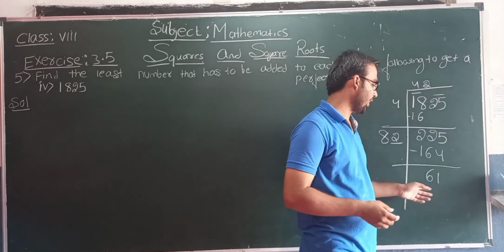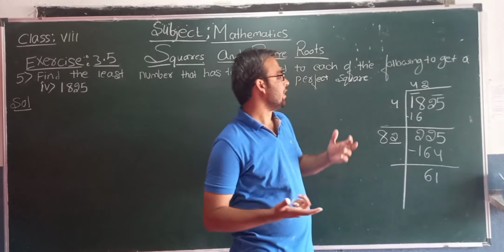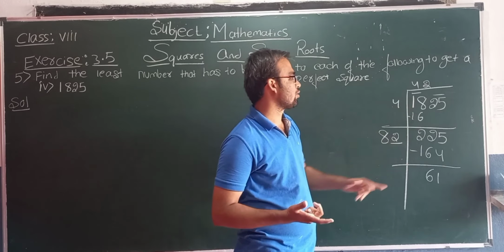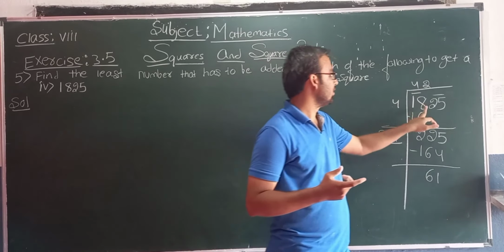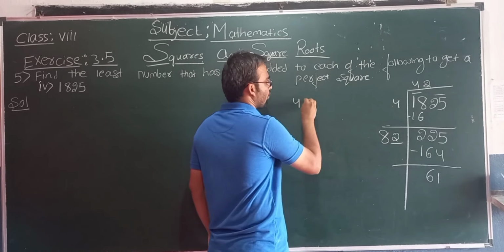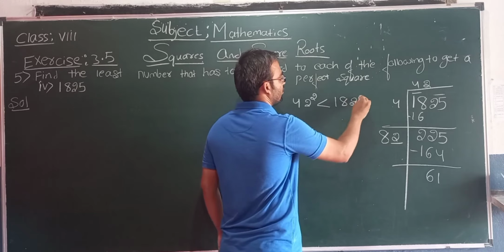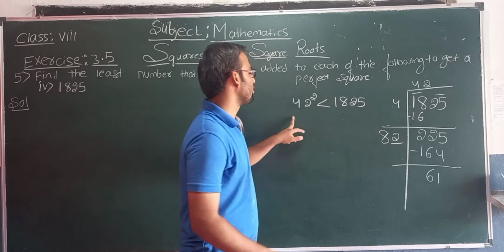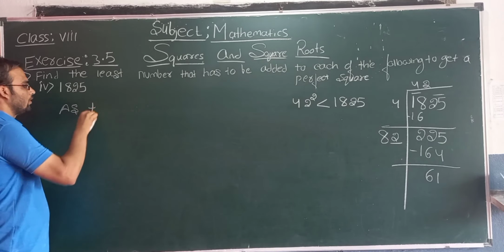61. Okay, look at here, students. Here also we have not got the remainder as 0. What is meant by that? It means that this is not a perfect square and 42 square is lesser than this number. Already I have shown you that 42 square is less than 1825.